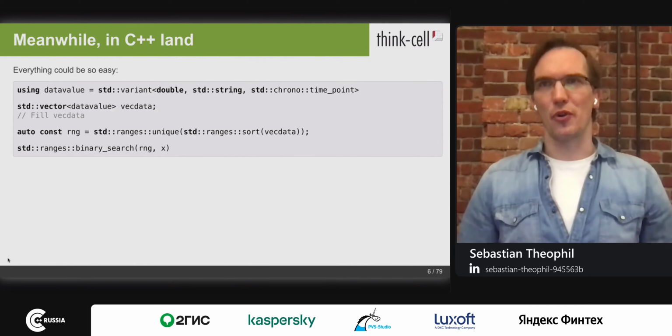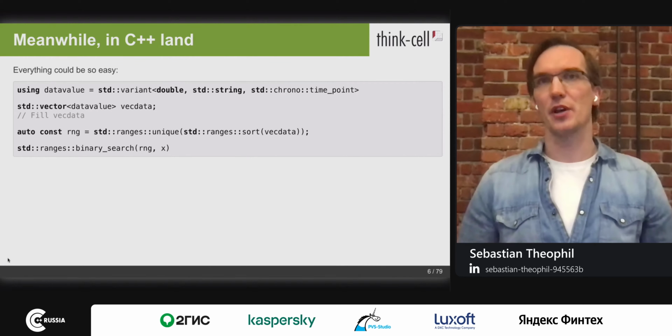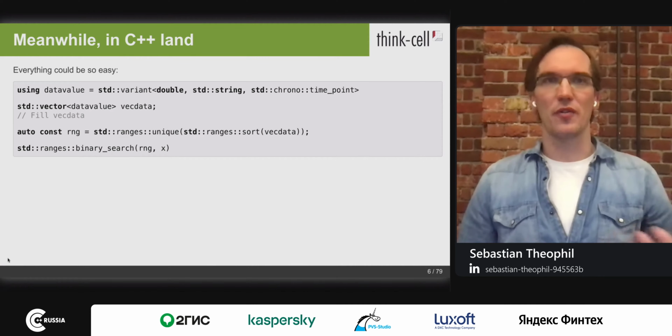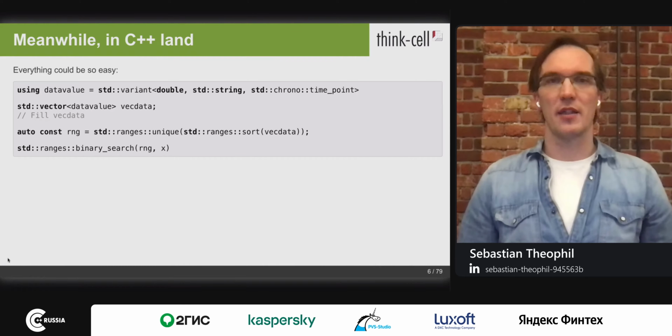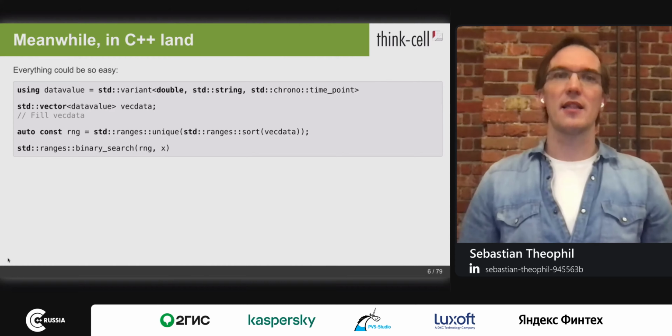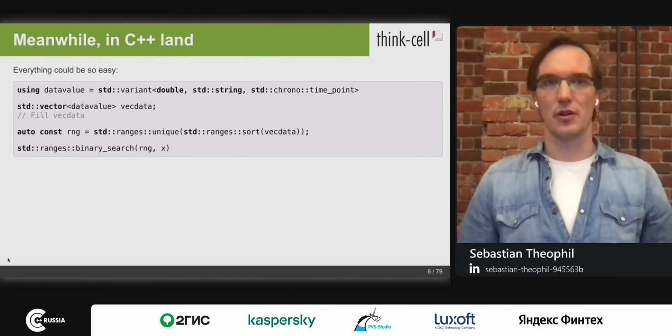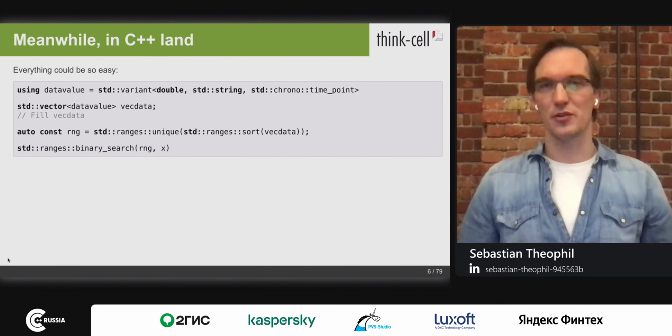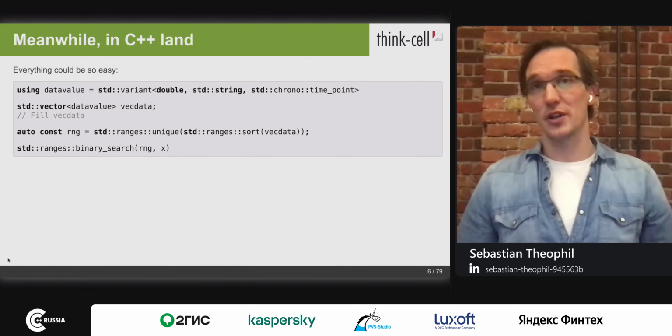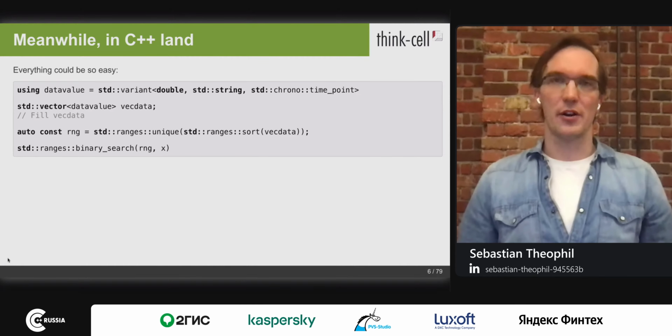I would really like to program this in C++ because that would be very, very easy. My data value would just be a variant of doubles, strings, and time points. I would have a vector of those values that I could fill with the result of my data query. Then, thanks to the C++ range library, I can simply sort that vector and get the range of unique elements, and on that range, I can do binary search. And I'm very sure that binary search has logarithmic complexity and does not overflow on large ranges.